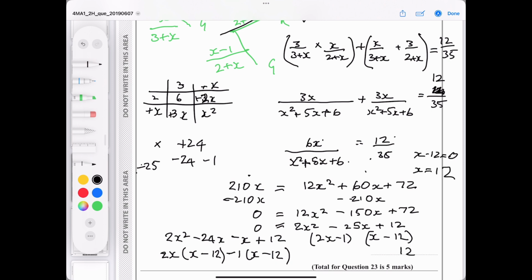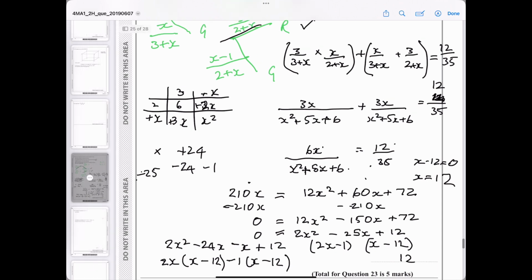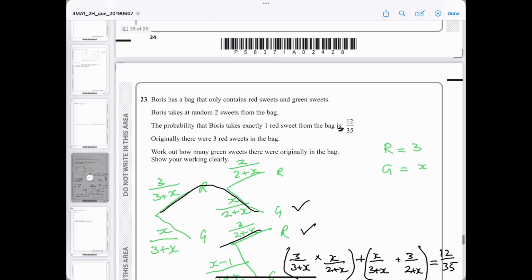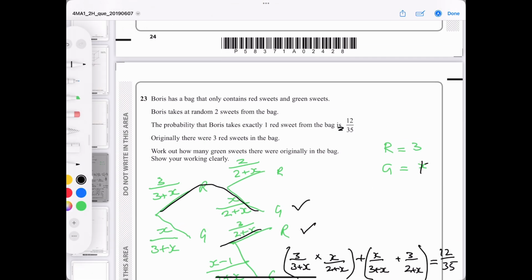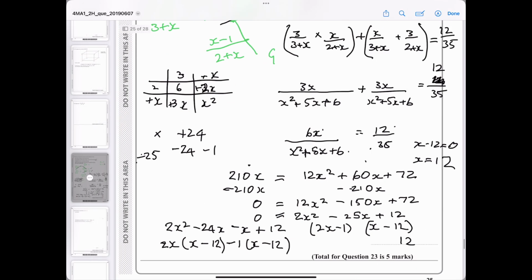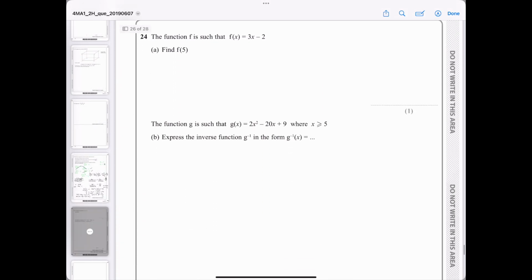And the answer is that there are 12 green sweets, so there you go. You could go through and prove that, but I don't think you'll have time.